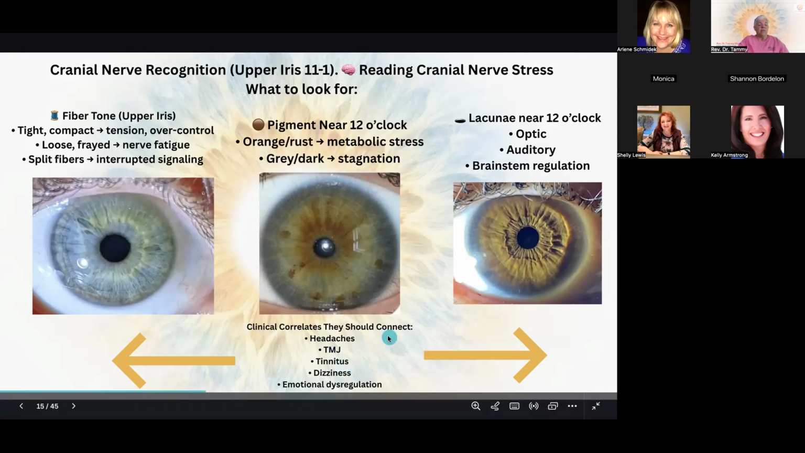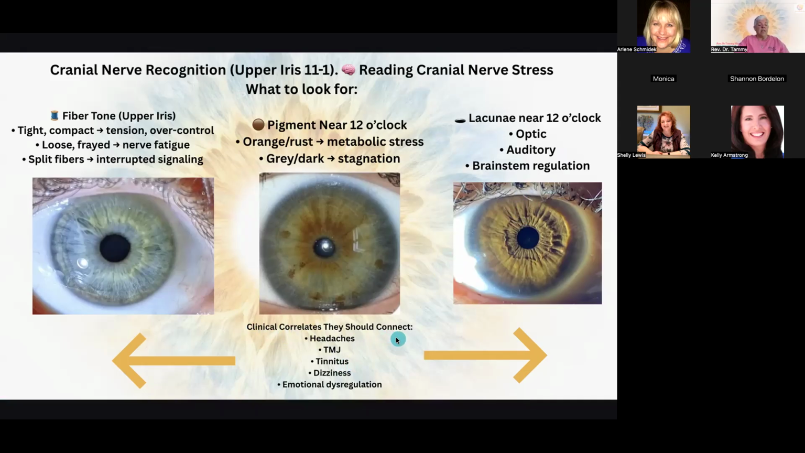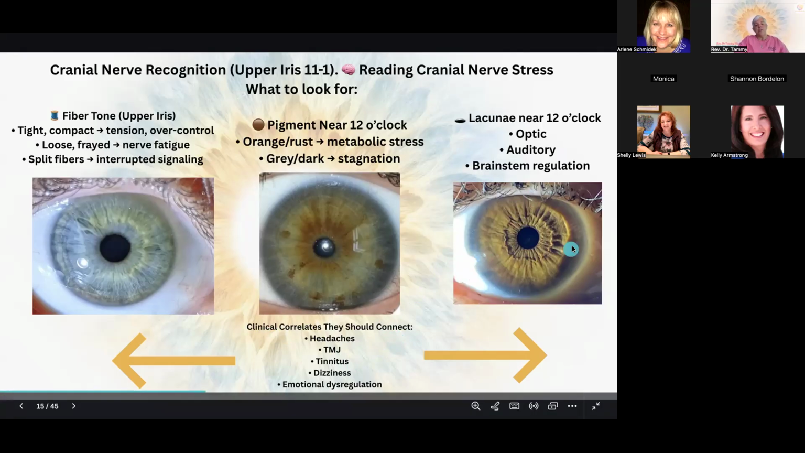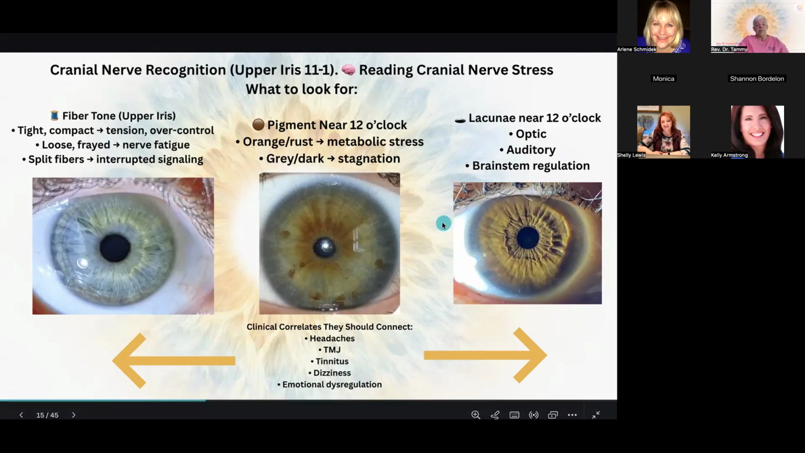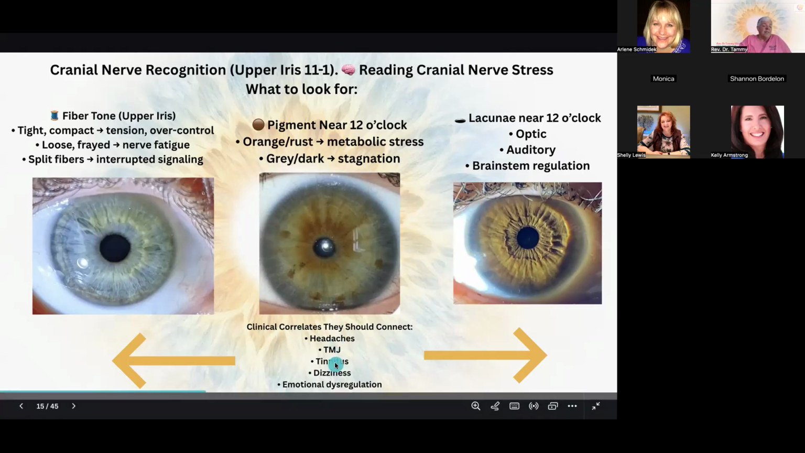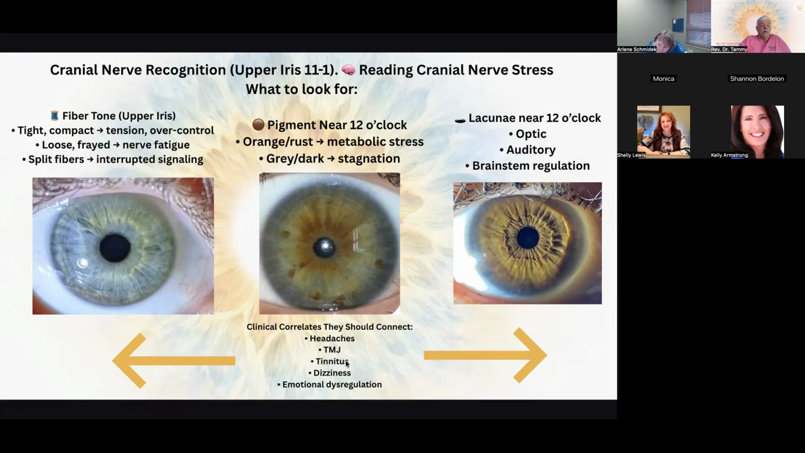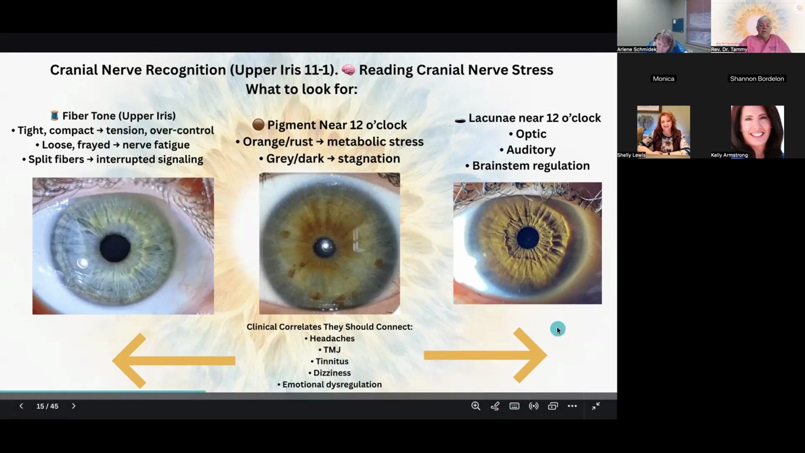These clinical correlations would connect to headaches, TMJ, tinnitus, dizziness, emotional dysregulation. So if you get any of these people in your practice and you're seeing this, these are probably things they're dealing with. You're going to see markings that are very indicative of everything that's going on. You'll be able to look in the jaw area and see that there's a line in the TMJ. Tinnitus, they may even say, gosh, I just can't seem to get away from tinnitus. Well, that's a lot of cranial nerve damage.